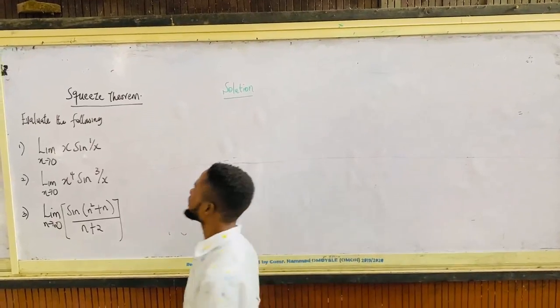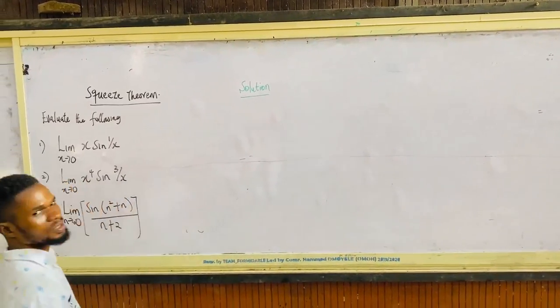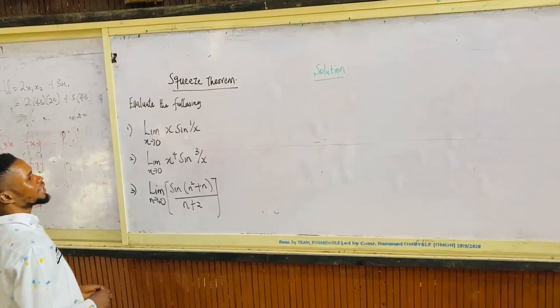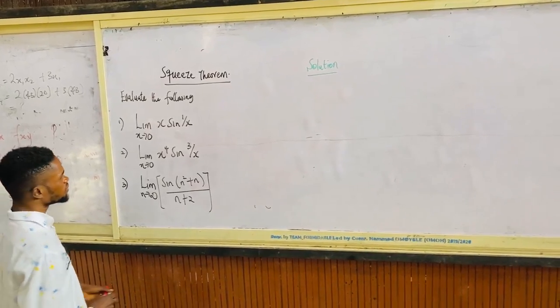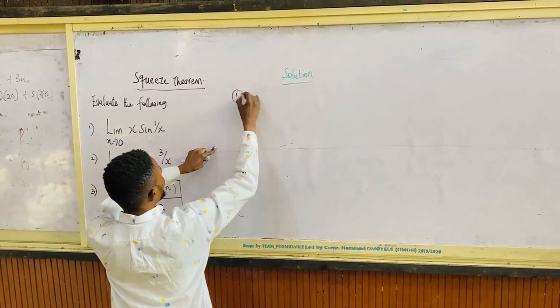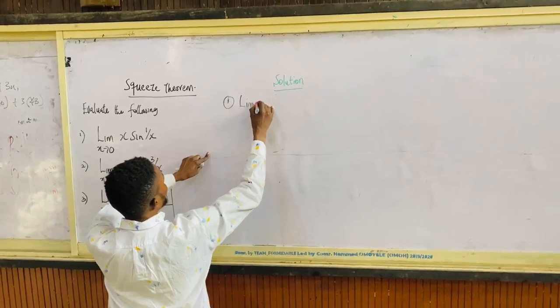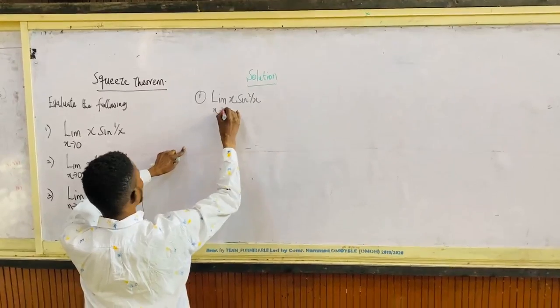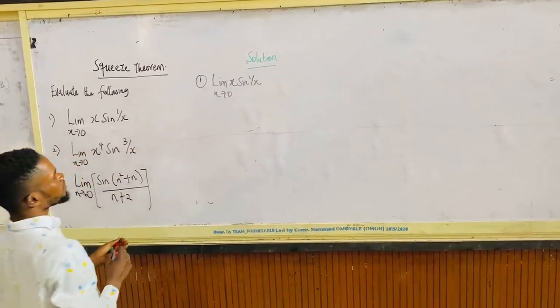Now, what do we have here? Squeeze theorem. Now, evaluate the following. The limit of x sine 1 over x as x tends to 0.